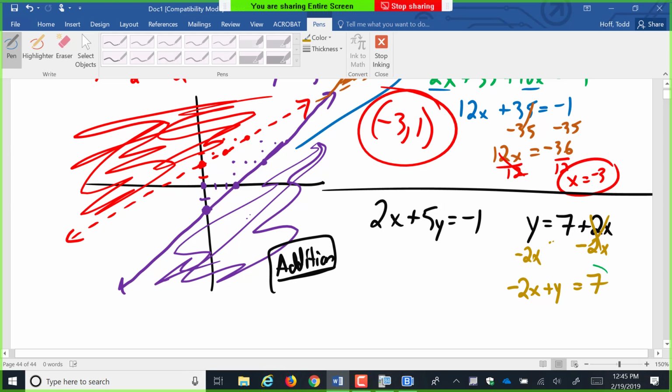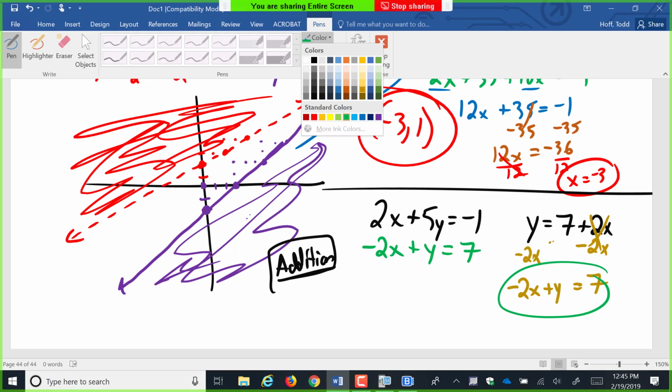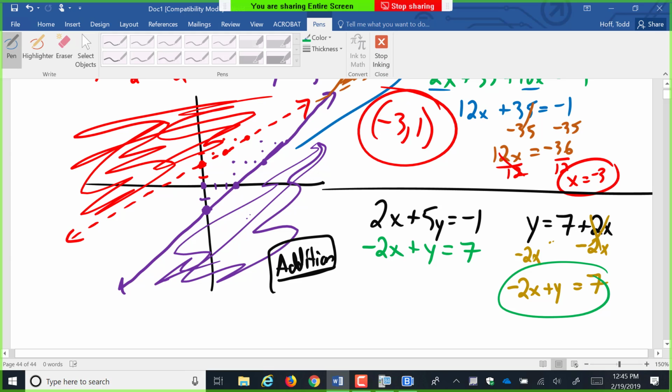Now I can put that one up here with this other one. Negative 2x plus y equals 7. And now we're set to do our addition method. 2x and negative 2x cancels out. What's 5y plus y? 6y. Negative 1 plus 7 is 6. So we divide by 6 to get y equals 1.